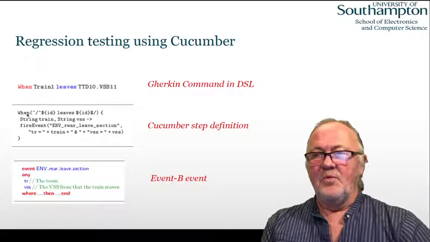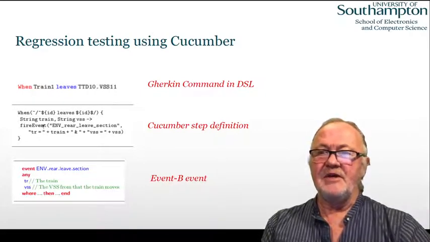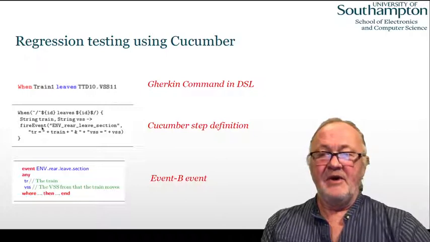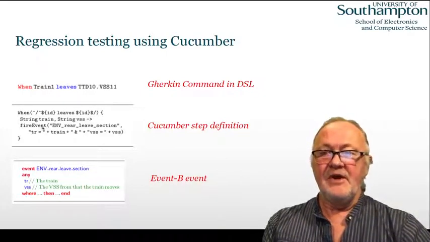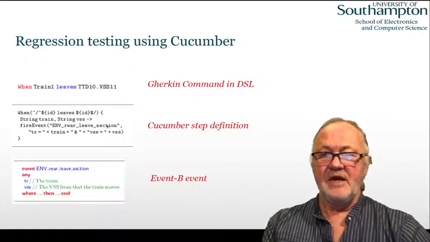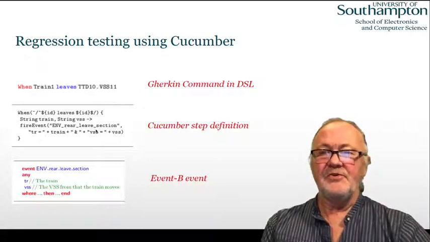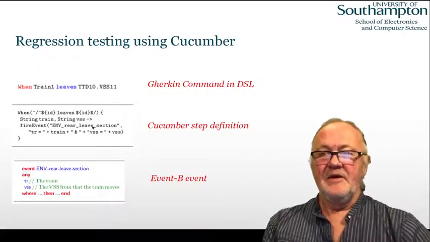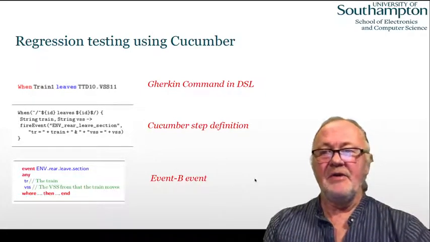So the When line here is pattern matched on the Gherkin command. And as a result, the script runs this piece of script here, where fire event is something we've written in Cucumber to find the correct Event-B event. And it finds this is the name of the event to fire, and these are the parameters to pass to the event. So in this way, it links up the Gherkin command to the Event-B.